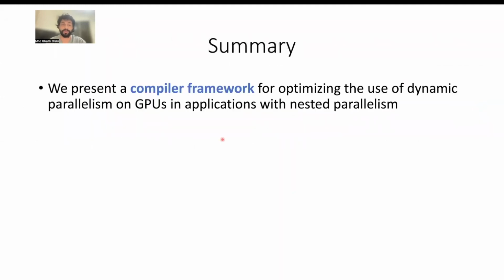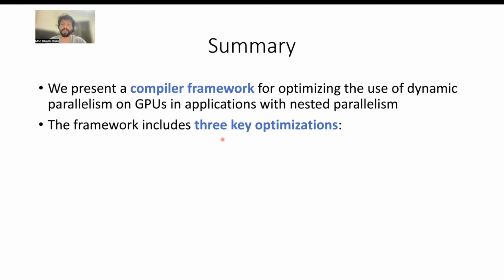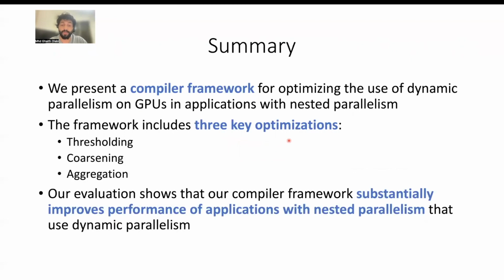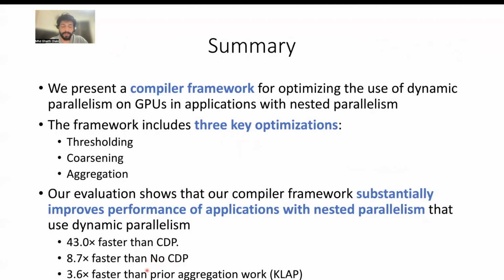As a summary for our talk, we've presented a compiler framework for optimizing the use of dynamic parallelism on GPUs in applications with nested parallelism. This framework of ours includes 3 key optimizations: thresholding, coarsening, and aggregation. Our evaluation shows that our compiler framework substantially improves the performance of applications with nested parallelism that use dynamic parallelism. It's about 34 times faster than CDP on average. It's about 8.7 times faster than not using CDP at all. And it's about 3.6 times faster than prior aggregation work, namely CLAP.